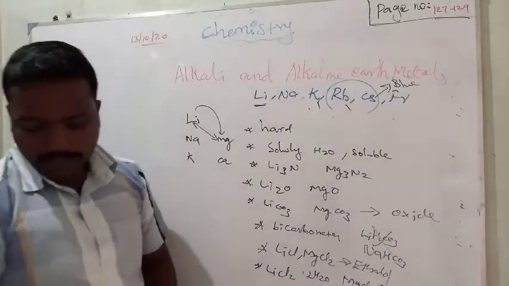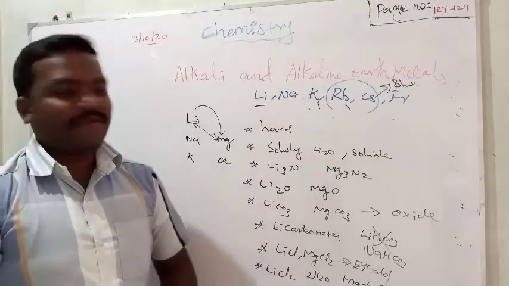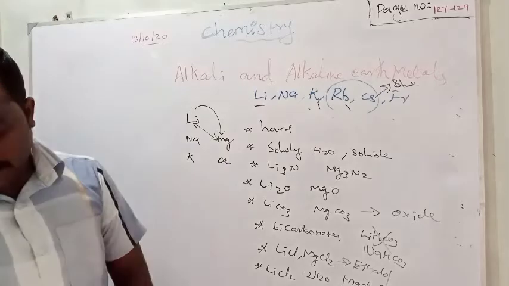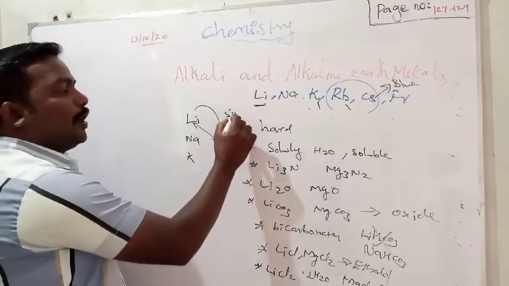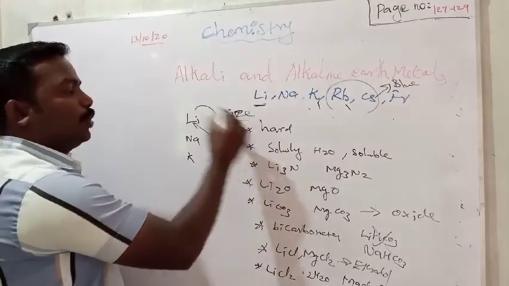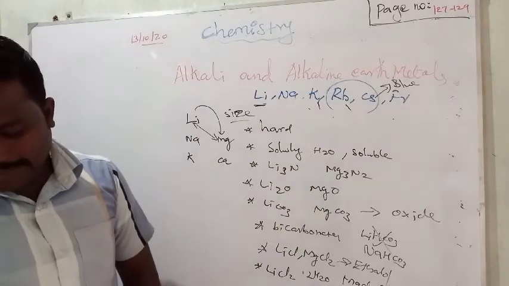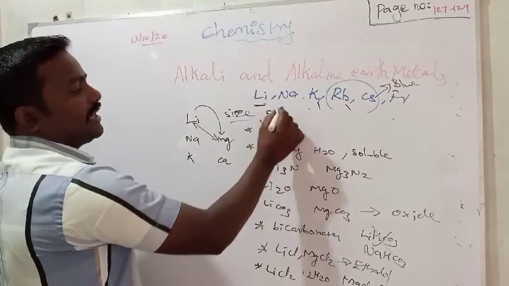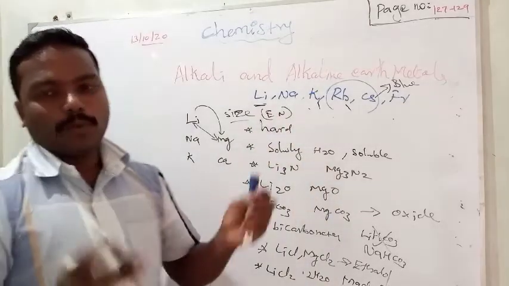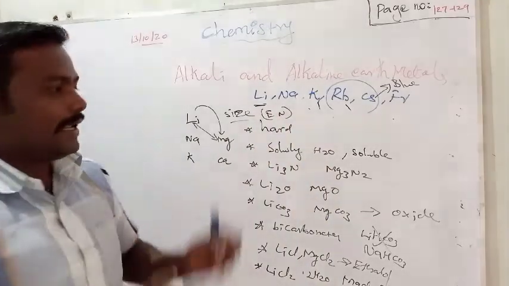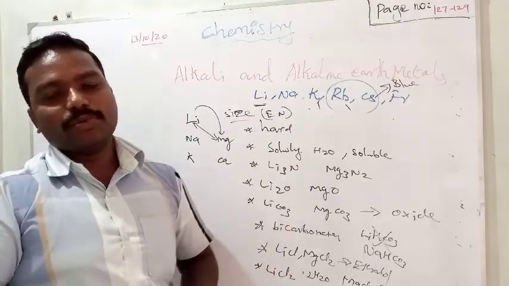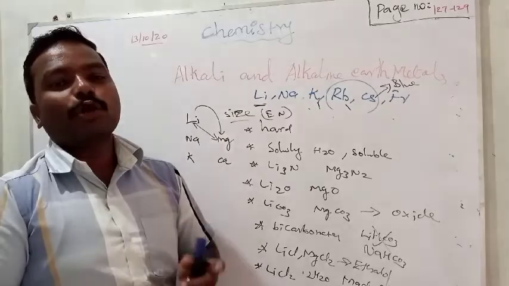Okay. Then the diagonal relationship, I already explained, lithium and magnesium are similar. Both have smaller size. Both are smaller. And they have comparable electronegativity, both nearby 1.0 to 1.2. They have similar properties. That's why they call it a diagonal relationship.